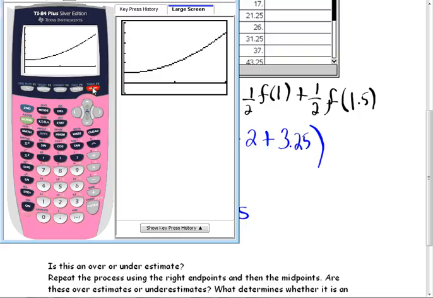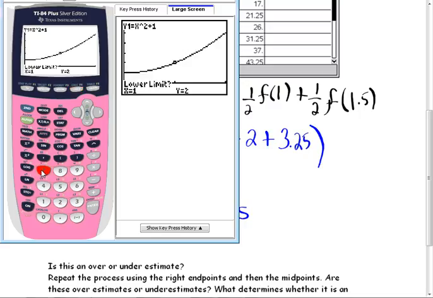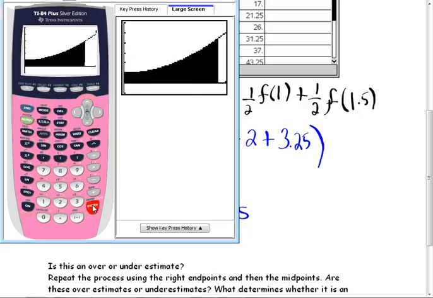But we're going to do what all of our calculators do. Second, calculate. And this integral sign means find the area of all the rectangles. That's 7. And we're going to start at 0, and we're going to press enter. And then we're going to go to 2. And that will give me the exact answer and shades everything in.